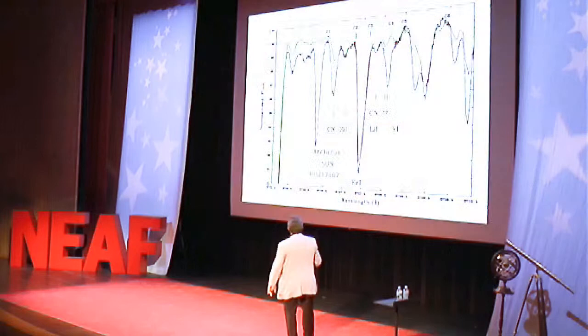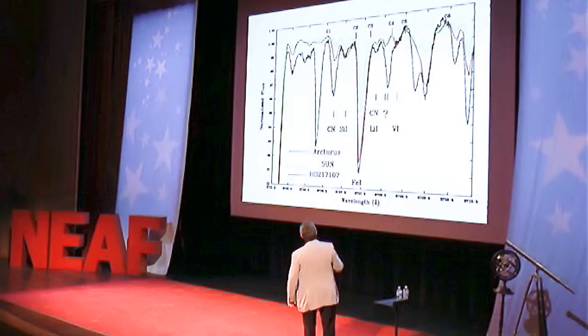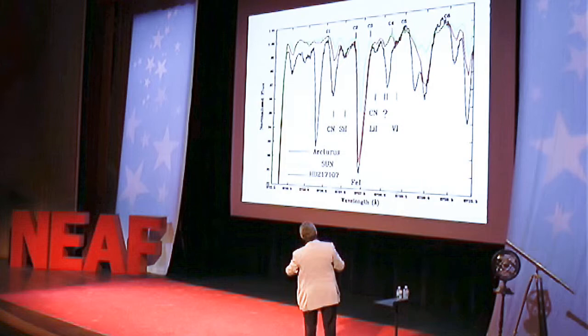So I show you the spectra of Sun-like stars. This is Arcturus, the Sun, and one of the metal-rich stars. Here is what we expect to have lithium. And these are the spectral lines which are blended. It's a very tough region.